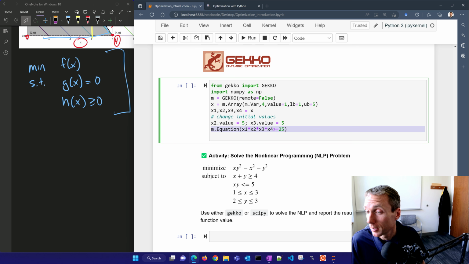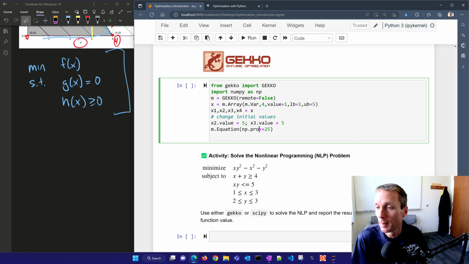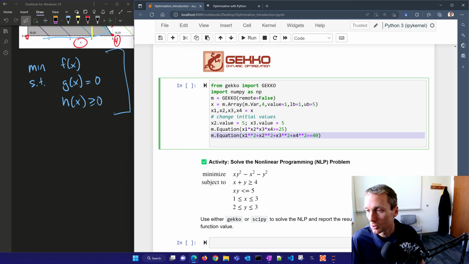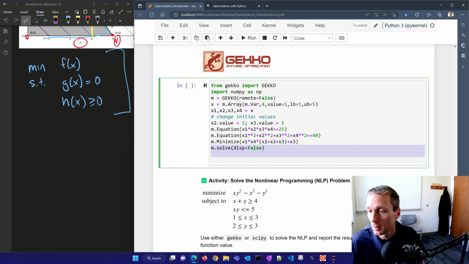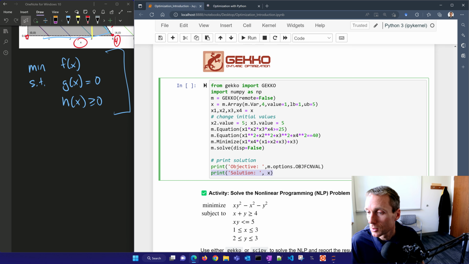Now I'll have my product of all my values is equal to 25, and I could substitute this with a NumPy function like np.prod of x. So that'd be another way of doing it if you wanted to. I'll leave it here as just x1 times x2 times x3 times x4 is greater than or equal to 25. There's my sum of the squares is equal to 40. I'll minimize that objective function and then solve it. Let's go ahead and print the solution.